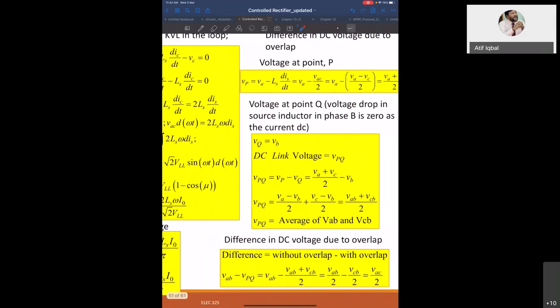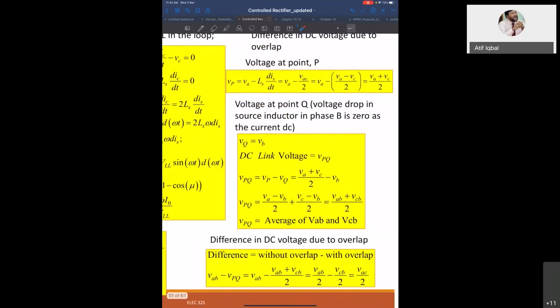Okay. So the average reduction in the DC link voltage will be how much? This is the instantaneous value, VAC by 2. So you get the average by (1 by T) integral from 0 to mu. That's the overlap period, and this is the instantaneous voltage. Integrate this, you get this much. So this is the average output voltage that will be there. This is the voltage without overlap, this is the voltage with overlap. So the difference is the voltage that will be dropped.